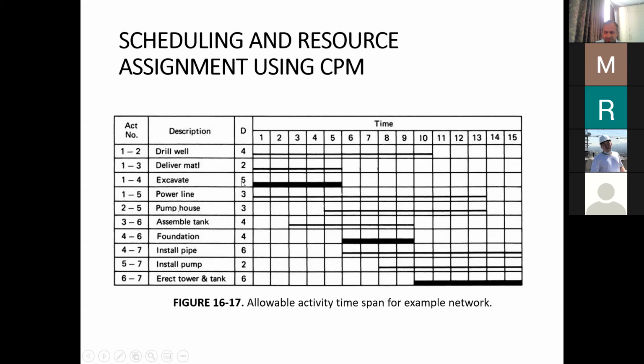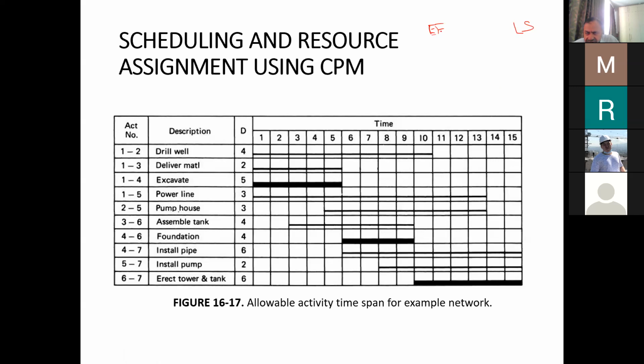Excavate takes 5 weeks to complete, because this is the critical activity. For this, the total float is 0. So we have represented it in a different way with the thick line. And similarly, all the other activities have been represented between their early start and late finish times.